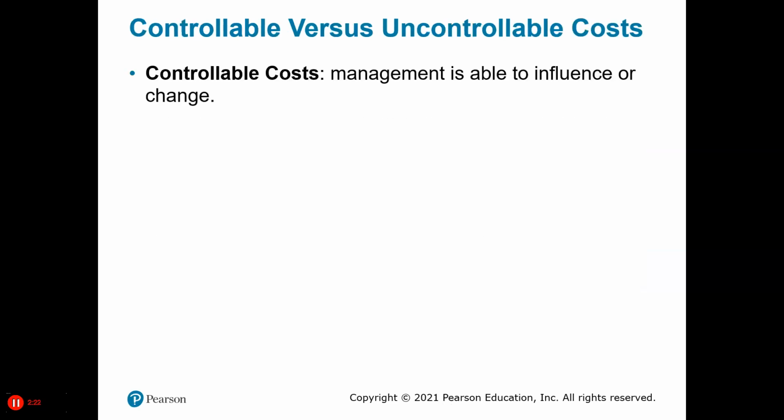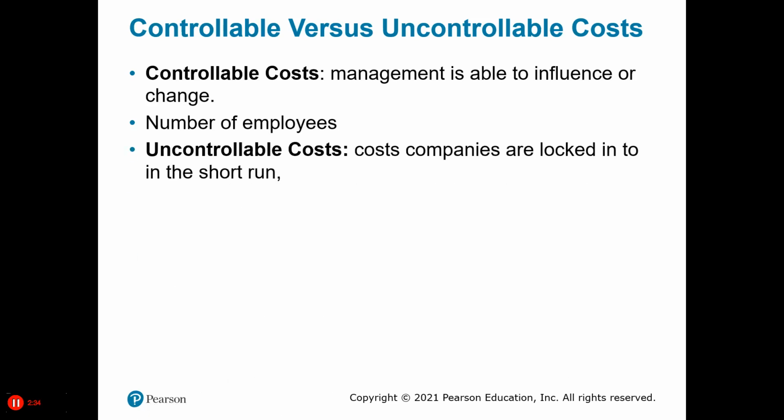Now, a controllable cost is one management is able to influence or change. An example would be how many employees they have or how much overtime they allow employees to work. Uncontrollable costs are costs companies are locked into in the short term, such as rent.